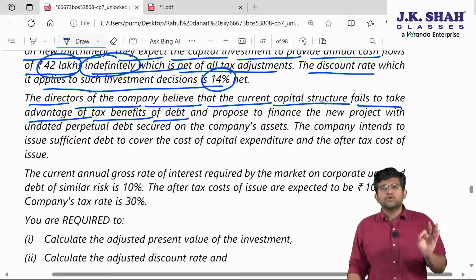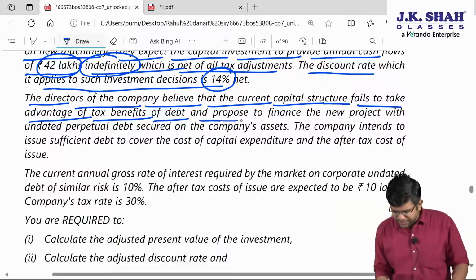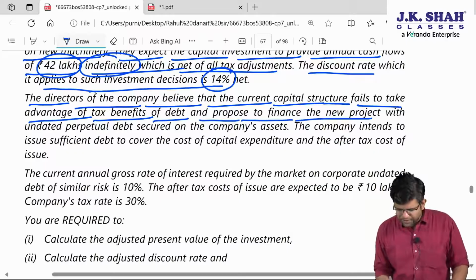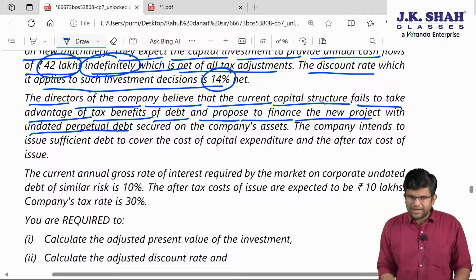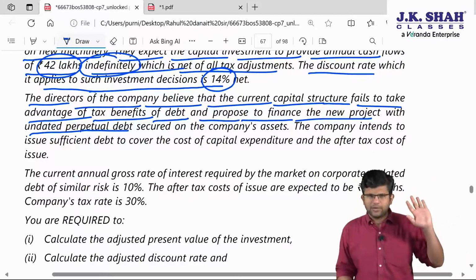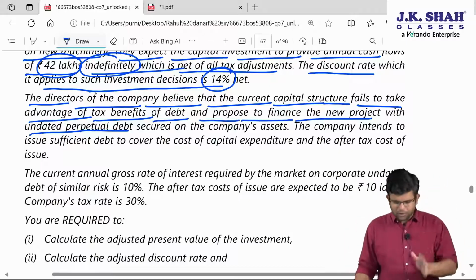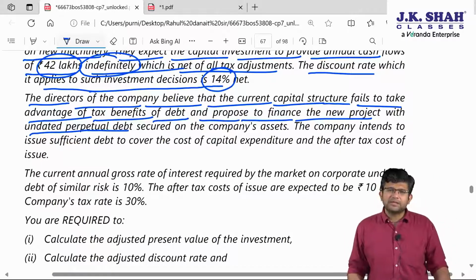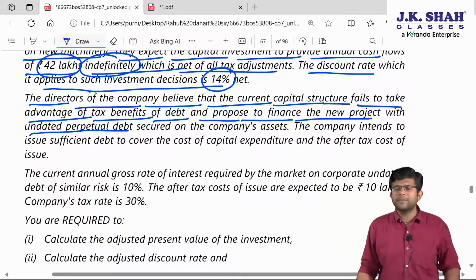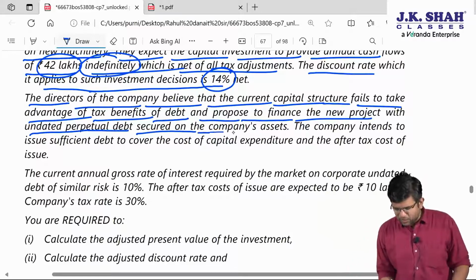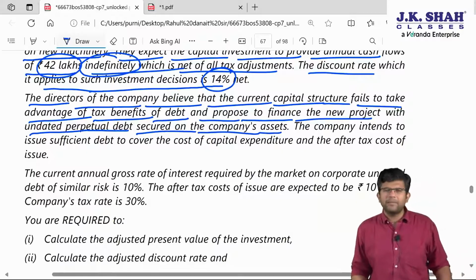Everybody clear? So they are now proposing to finance the project with perpetual debt. The project is of course perpetual, right? Till eternity you are going to be getting money. So they are saying instead of raising equity for the same, let us raise debt for the same, perpetual debt secured on the company's assets, irrelevant point, basically secured loans.